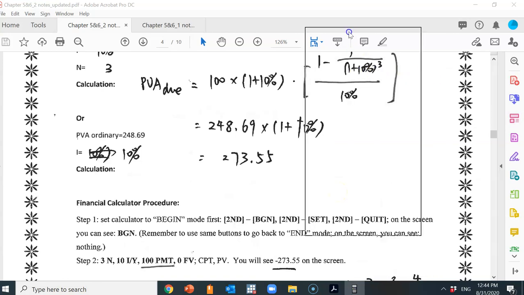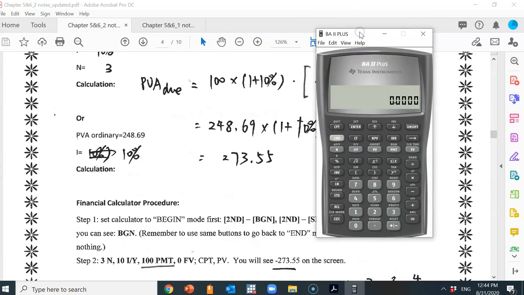Alternatively, again, now we're looking for the present value. We still need to press second begin, second set, second quit to change to begin mode. And then we input 3 as N, 10 as I, 100 as payment, 0 as future value. Now we want to compute for present value. Okay, we see that 3 100s in the beginning of each year is worth 273.55 for now at time 0.